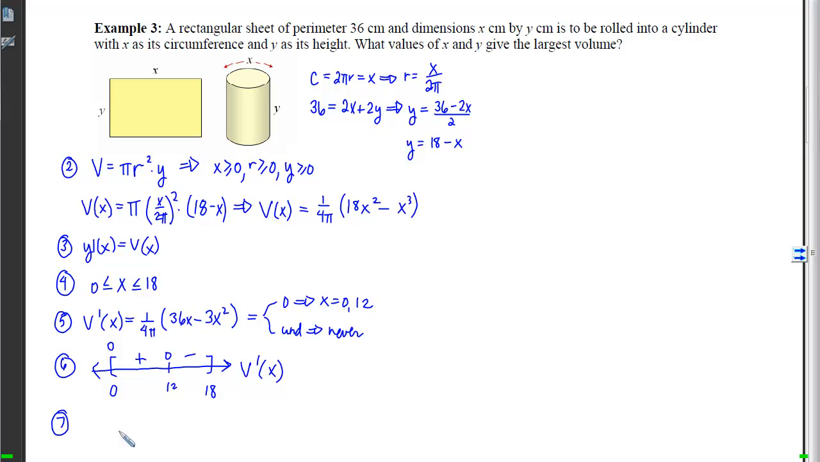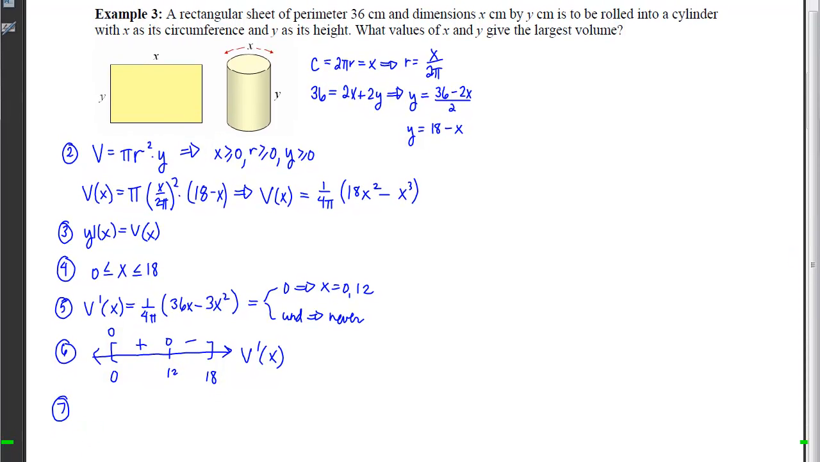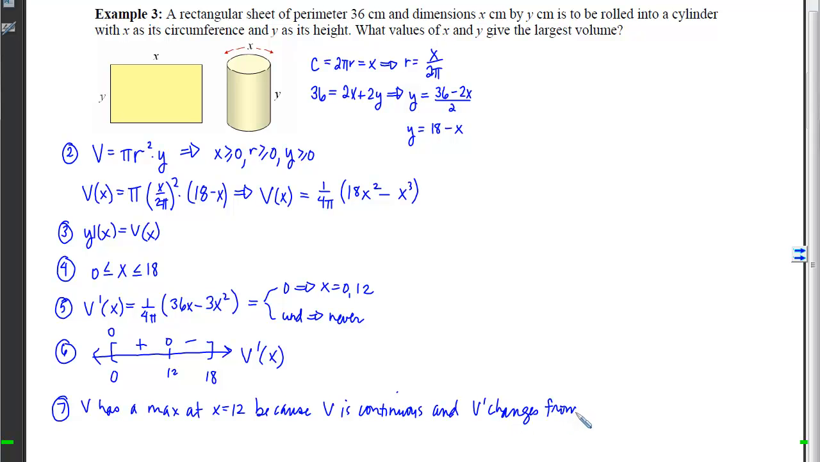We can see that v will rise and then fall, so we'll have the max at 12, which means we can now write our summary statement in step 7 and say v has a max at x equals 12 because v is continuous and v prime changes from positive to negative.